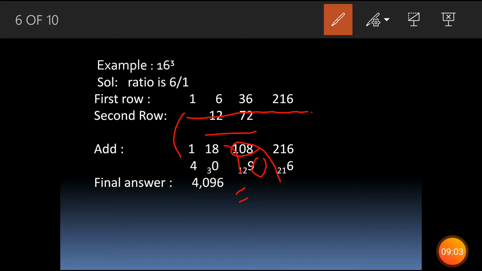So 0 will be copied here and 3 will be treated as carry. 3 plus 1 will give you 4. So final answer is 4096. This is your final answer. So now I think you would have understood the method.